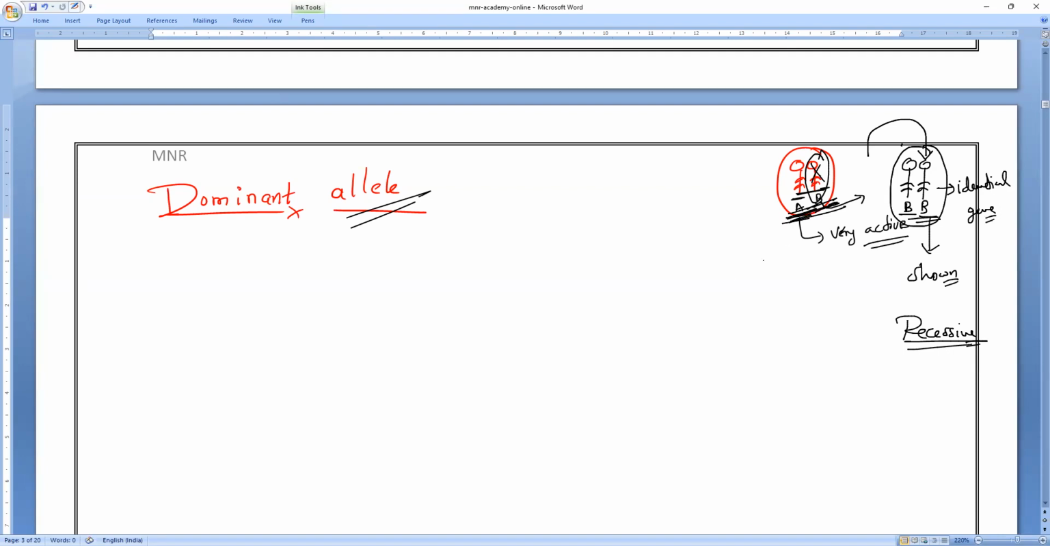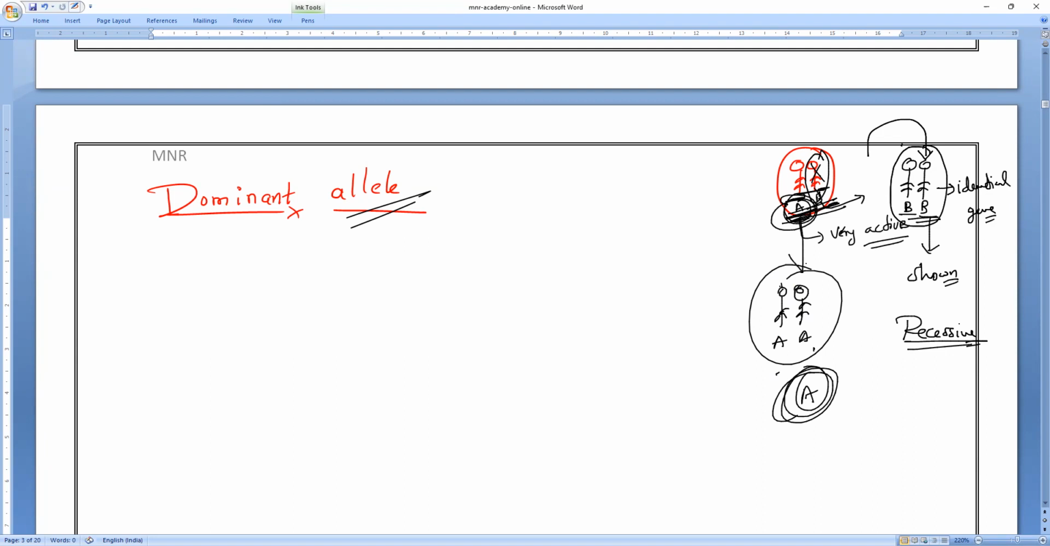But what about A? A does not depend on B. Whatever it is, suppose A is with another A, still no problem. It will show its character because both are the same. So A with B, A will dominate. A with A also, A is already dominant.